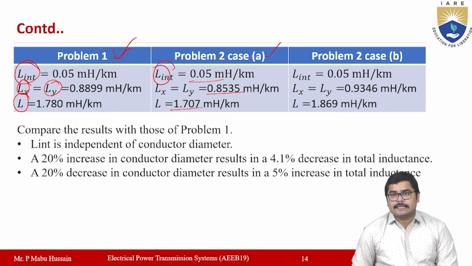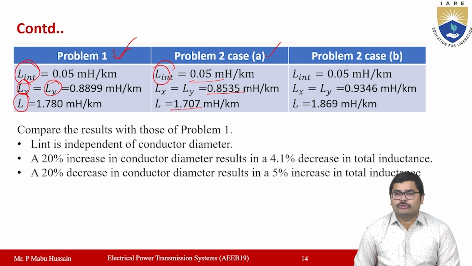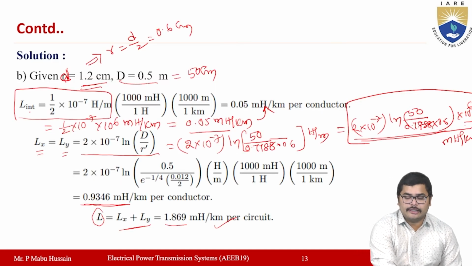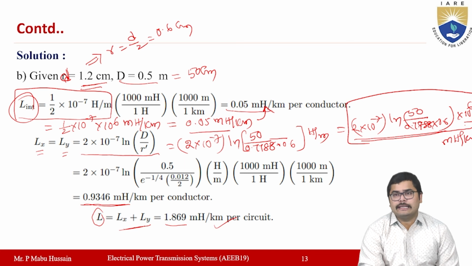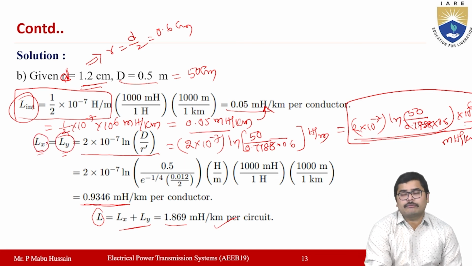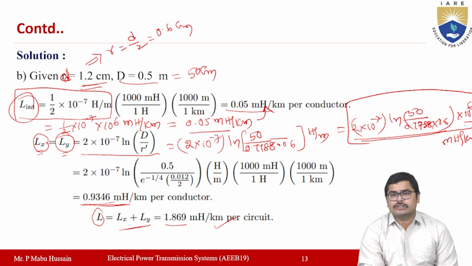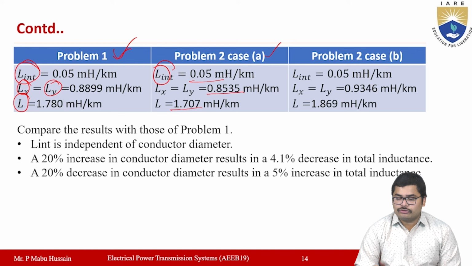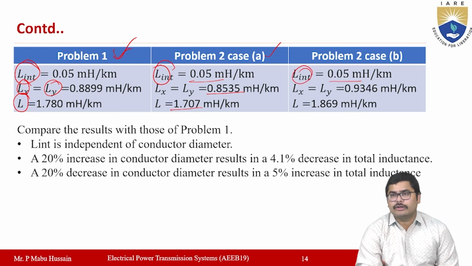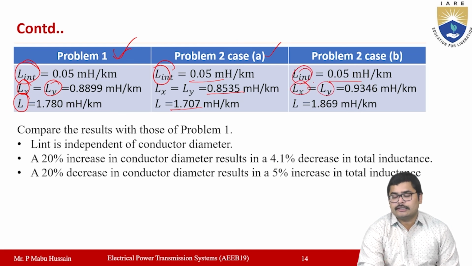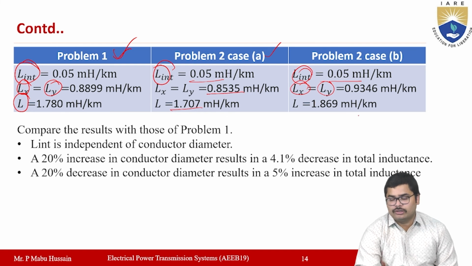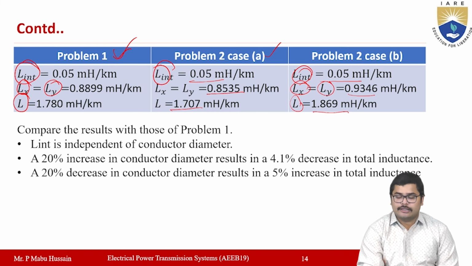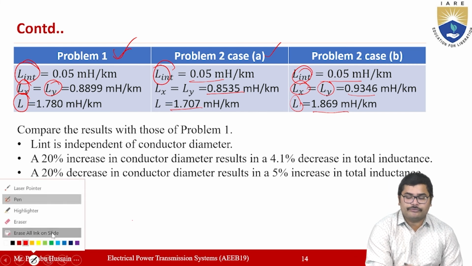In the second case of problem 2, the diameter of the conductor is decreased by 20%. In such a case, the internal inductance will be 0.05 millihenries per kilometer, the inductance of each conductor considering both fluxes will be 0.9346 millihenries per kilometer, and the inductance L is equal to 1.869 millihenries per kilometer. Those we are writing here: internal inductance 0.05 millihenries per kilometer, Lx and Ly considering two fluxes 0.9346 millihenries per kilometer, and L is 1.869 millihenries per kilometer. We are making a table for all the values here.